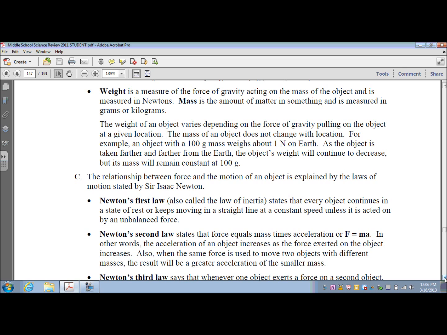For example, an object with a 100-gram mass weighs about 1 newton on Earth. As the object is taken farther and farther from the Earth, the object's weight will continue to decrease, but its mass will remain constant at 100 grams. Another example is your mass both here on Earth and on the Moon would be the same. However, your weight would change between the two locations, which is why when we see pictures of people walking on the Moon, they seem like they're floating. It's because they have less gravity on the Moon.